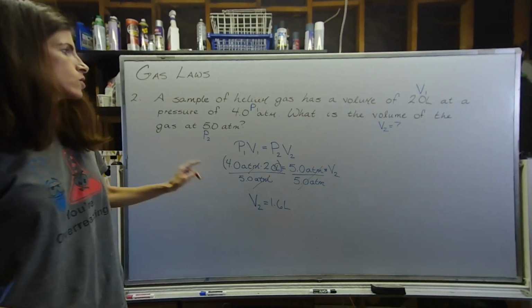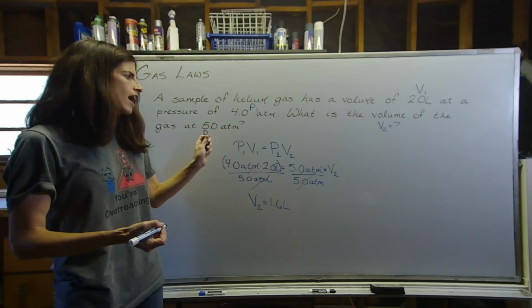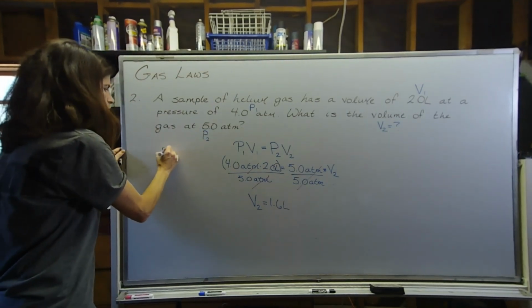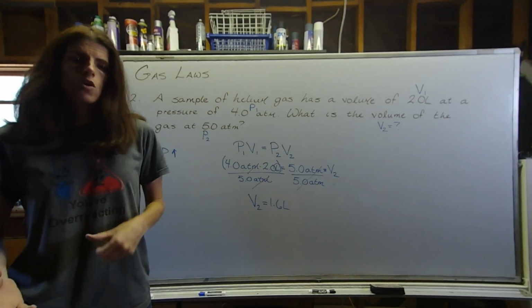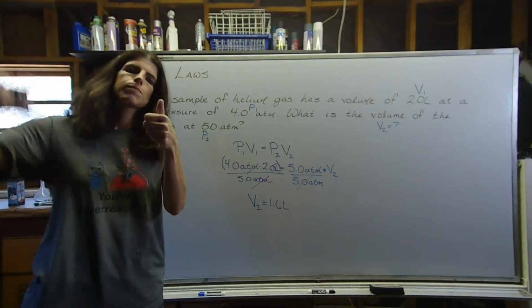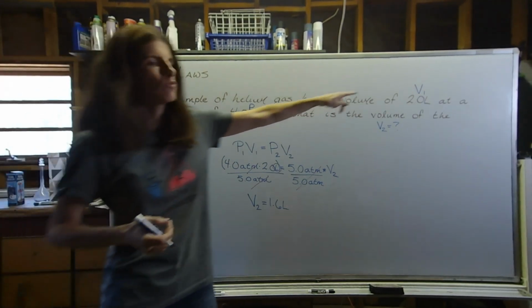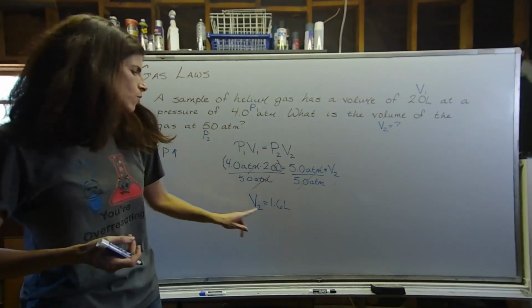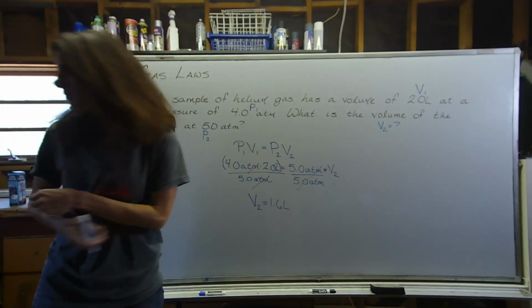Let's think about this. What happened to pressure? Well, pressure went up a tiny bit, right? Pressure went up from 4 to 5 atmospheres. When pressure goes up, we expect volume to go down. Did the volume go down? Yeah, because the volume started at 2 and went down to 1.6. So if I can, I like to do that quick mental check to make sure I didn't make an algebraic mistake or something like that.